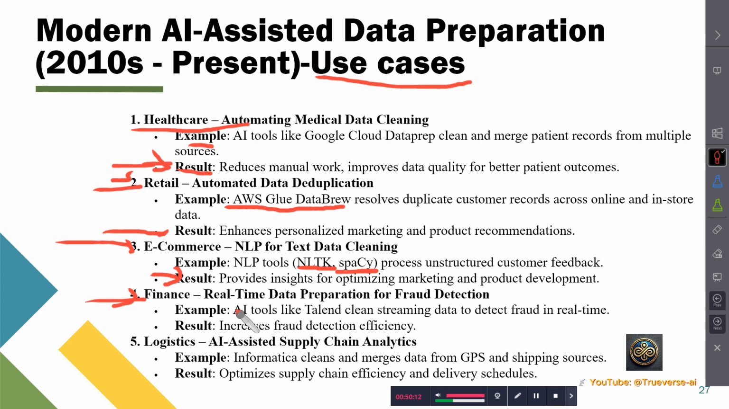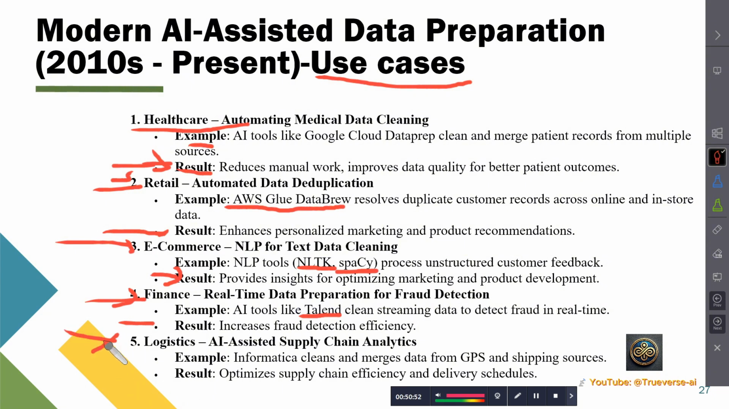Finance is real-time data preparation for fraud detection. AI-driven tools such as Talend or Apache Kafka can clean and prepare streaming data in real time, identify outliers and potential fraudulent activity using machine learning models. The result will be increased efficiency in fraud detection.